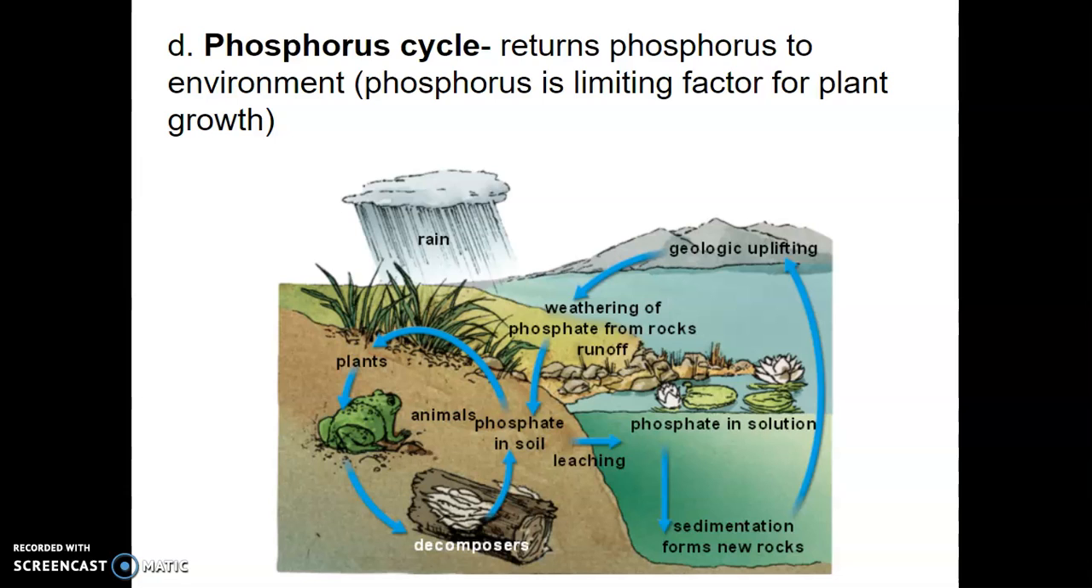The phosphorus cycle is how phosphorus gets returned to the environment. Now, phosphorus is oftentimes overlooked, but it's actually very important in plant growth. Okay, we use phosphorus as well. If you look at the ingredients in your food or the nutritional facts, you'll see phosphorus on there. But plants use it much more.